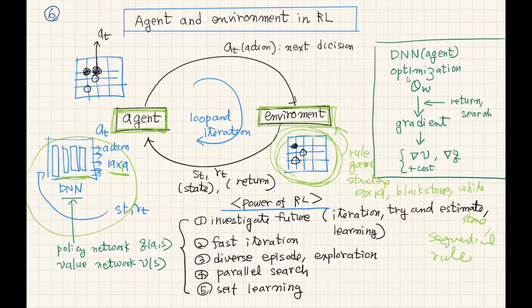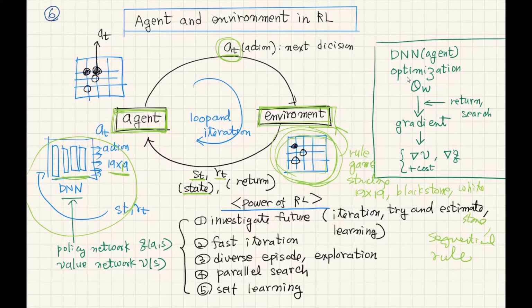And the agent will make an action, A_t. That is, the action is the next stone position in Go play. That is called action. And then in this environment, the state of the Go game board will be changed. And this current position of black stones and white stones is called state, S_t.